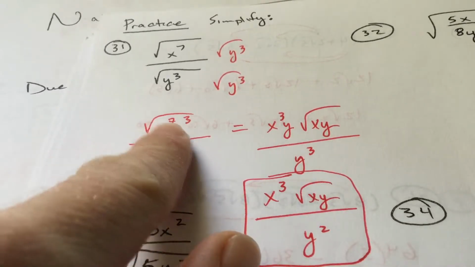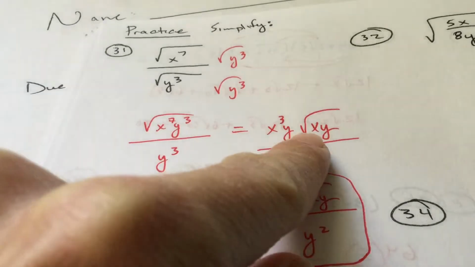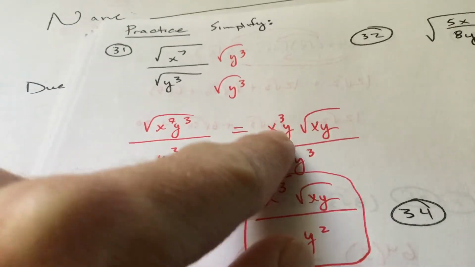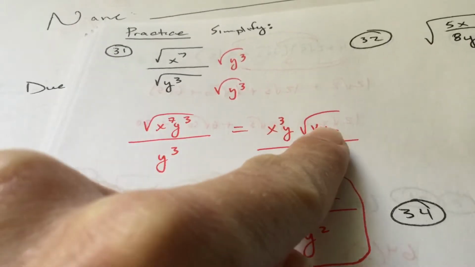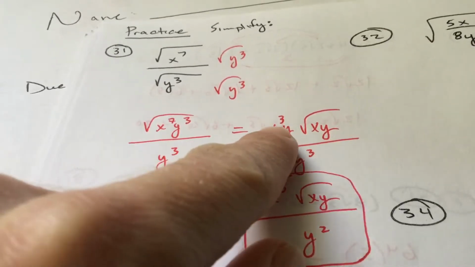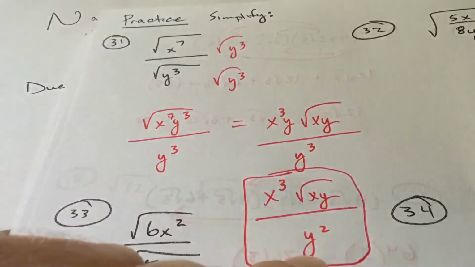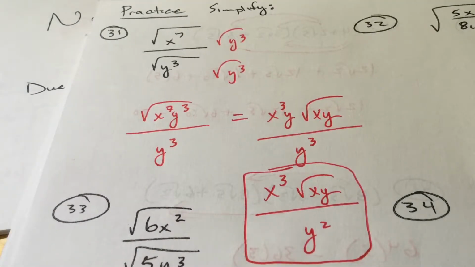There's an imaginary 2. 2 goes into 7 3 times with 1 left over. Imaginary 2. 2 goes into 3 1 time with 1 left over. Now notice you have y over y to the third. Again, that y is protected. Can't do anything with it. But y over y to the third would cancel. That y would go bye-bye, leaving you with y squared in the denominator. All right? So that's another one of the hardest ones I can give you.